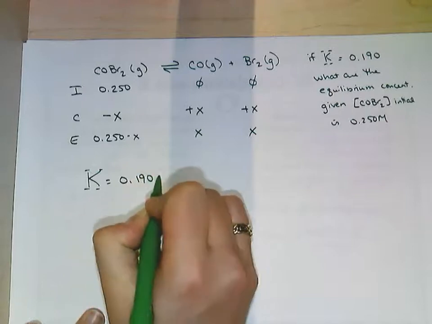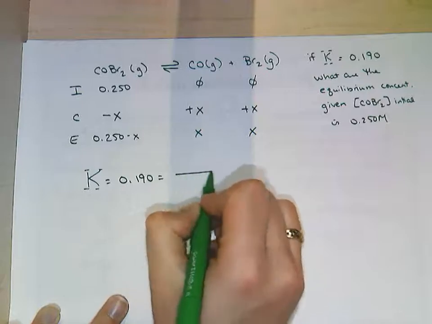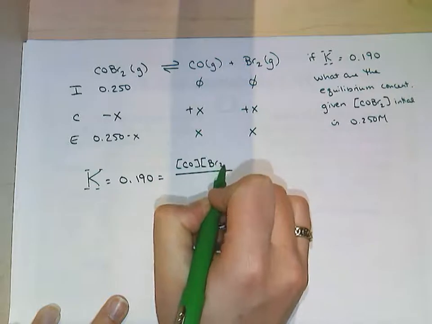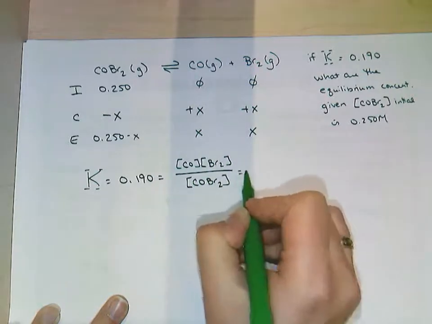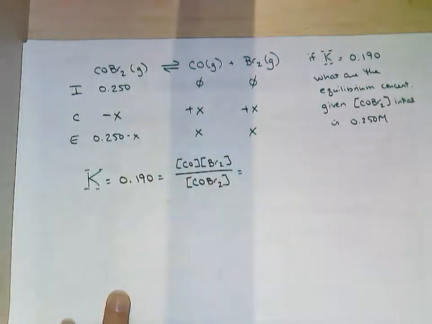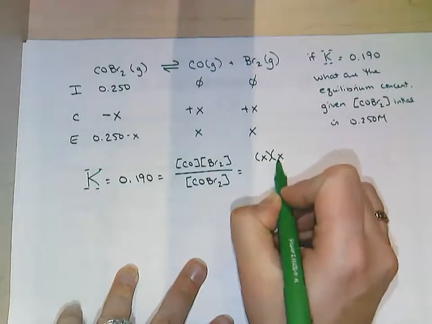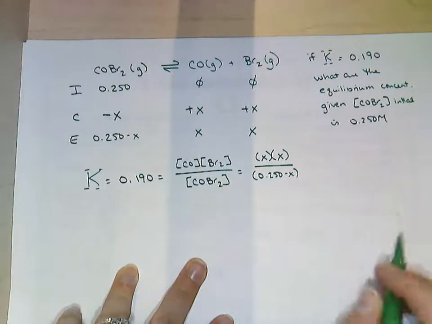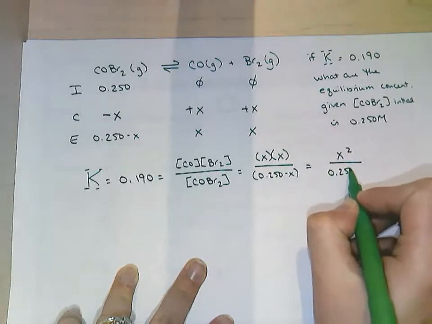So we know it's true that K for this reaction is 0.190. Then we have the concentration of products over the concentration of reactants. Then we fill in what we have from the table up here. From our table, we know that we have x times x over 0.250 minus x. So if we simplify that, we now have x squared over 0.250 minus x.